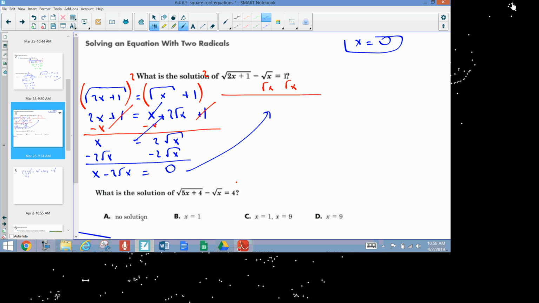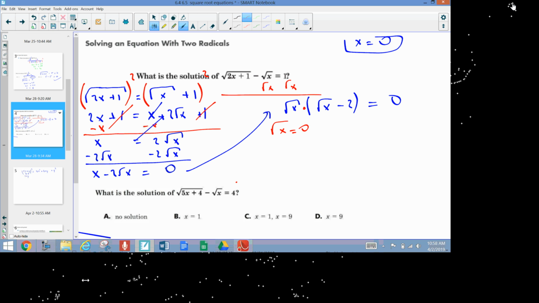What is common here? X and root x. Root x is common for both. Root x minus 2 is equal to 0. Since this is multiplication, and you're multiplying two numbers and getting 0 at the end, each of them is supposed to be 0 separately.